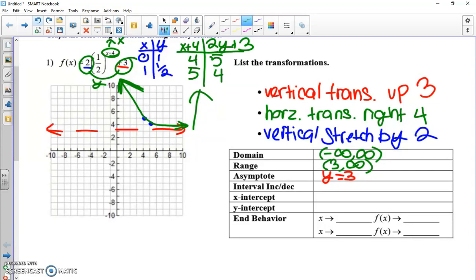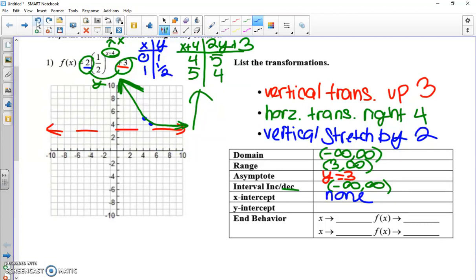Interval of increase or decrease. First of all, this is decreasing. You read the graph from left to right, and the interval always mirrors the domain, because we write it as our x values, and our x values are the domain values. Because it's always decreasing, we don't have to split that interval. So we write all the x values, it is decreasing. For the x-intercept, this one does not cross the x-axis, so there is none.